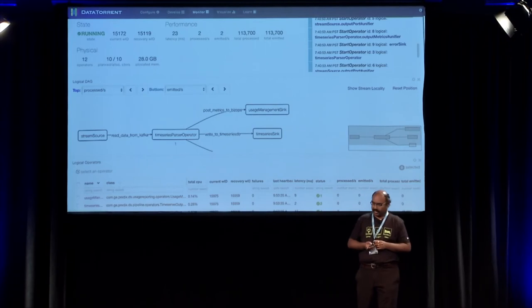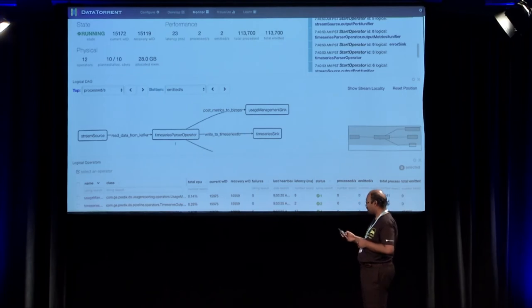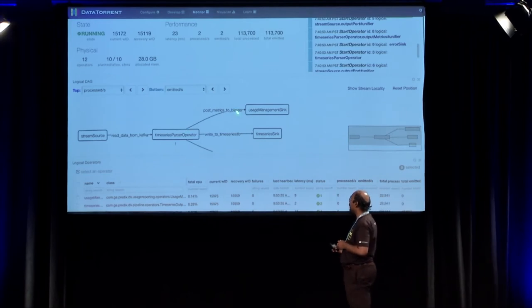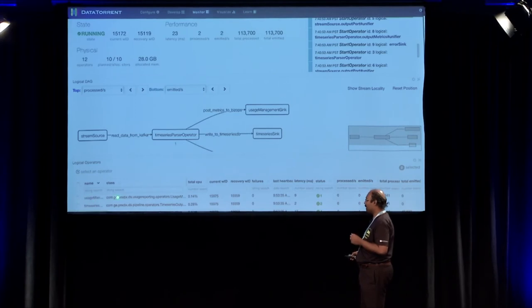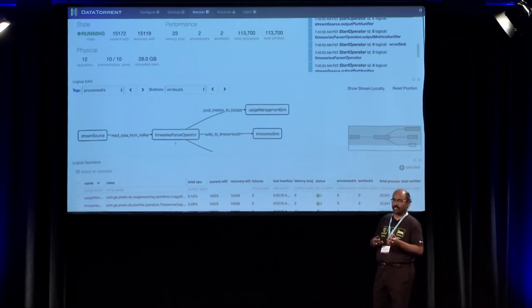So here's the application running. What I showed you earlier was the physical view with all the partitions. This is called the logical view. You can see these operators, and you'll see only one instance of them. Essentially, this just shows the way you built the DAG and connected them up. And this gives you the combined metrics of all the partitions. But if you go to the physical view, you'll see the individual metrics of the individual partitions.